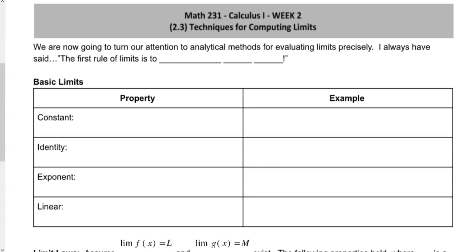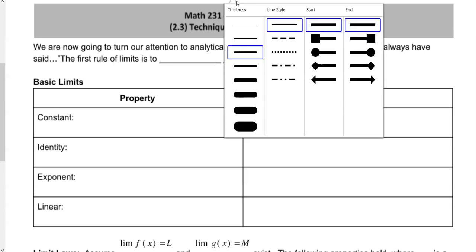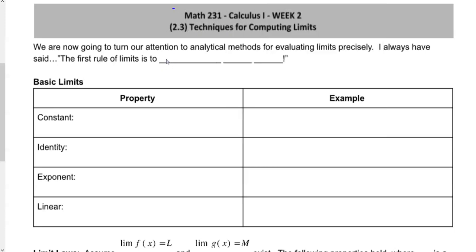I've always said that the first rule of limits that you need to try when attempting to find the value of a limit is to plug the a value in. So plug a in is kind of the first rule of thumb. If you end up getting a value, then that's your limit. If you don't, then you have to do some other techniques in order to figure out what that limit is, and we'll see those later on.